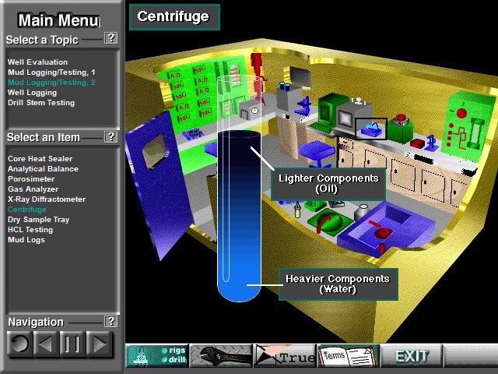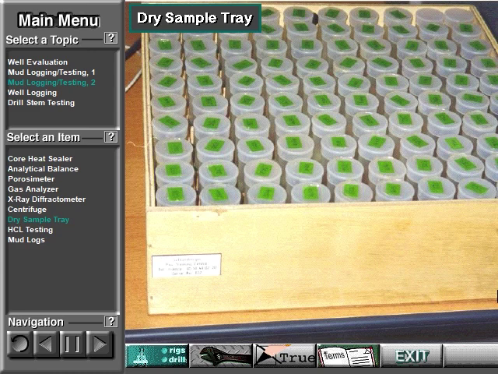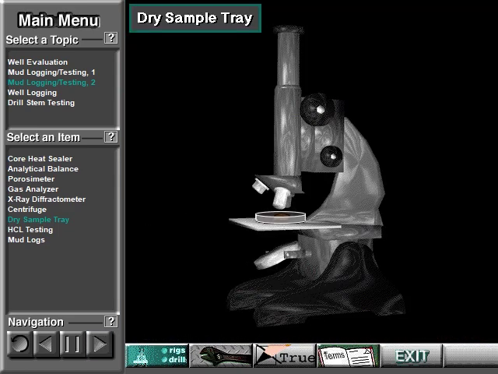A dry sample tray holds dried rock samples. Loggers put dry samples on the tray and then place the tray under the microscope, where they examine the samples. Microscopic examination of dried samples tells loggers and geologists much about a formation's characteristics.